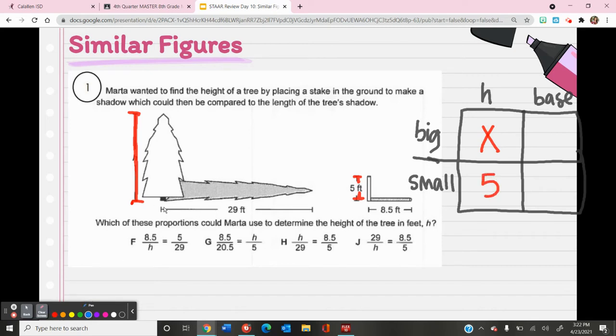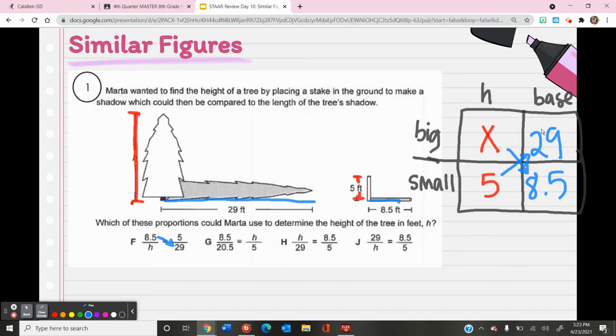Then switching to another color, the shadow of the tree is 29 feet. So here I have the big base as 29. And then the small base is going to be 8.5. Now, just like a box and tail, if we were to solve this, each of them need to be diagonal from each other. So looking at my answer choices, I should have x diagonal to 8.5, and I should have 5 diagonal to 29.